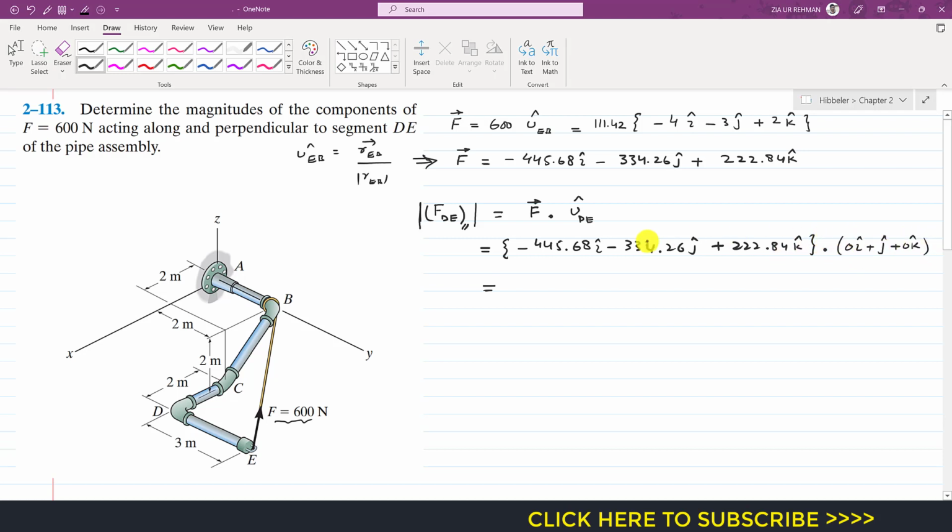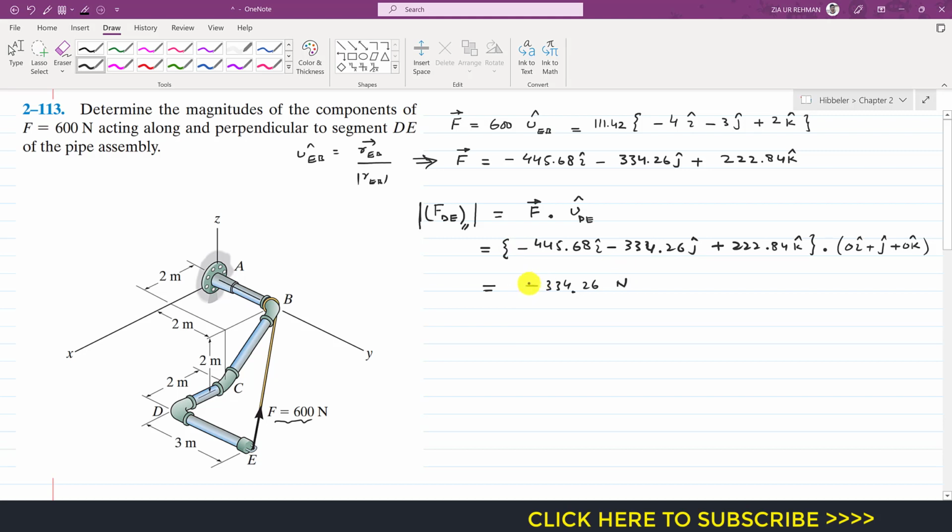Now if we take the dot product, i dot i is 0, k dot k is 0, so only the j term is left, and j dot j is 1. So we are left with minus 334.26 multiplied by 1, and we get minus 334.26 as the magnitude of the component parallel to the DE portion of the pipe, in Newton.